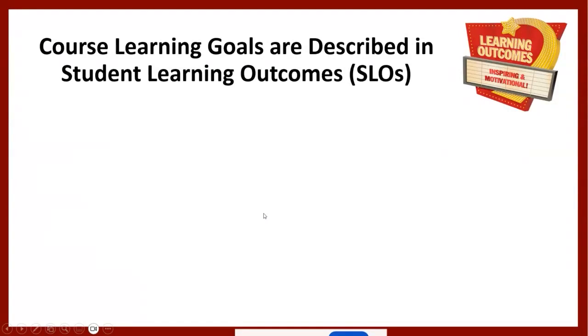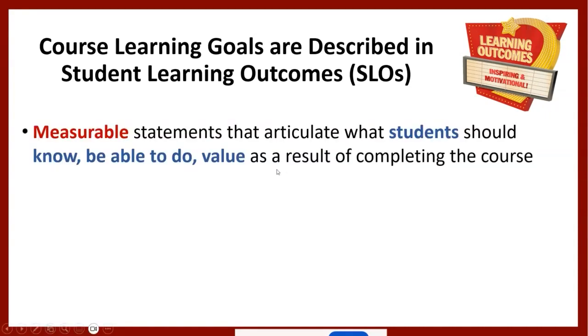Now, when you're thinking about this, part of the course syllabus requires what we call student learning outcomes, and I will call them SLOs here. They also may be listed as learning objectives. The proper terminology is outcomes because it's more student focused versus an objective is a thing to achieve by you in your class versus a student learning outcome is what the student is achieving. So these are measurable statements, and I'll talk about what measurable means in just a second, but it articulates what students should know, be able to do, and value.